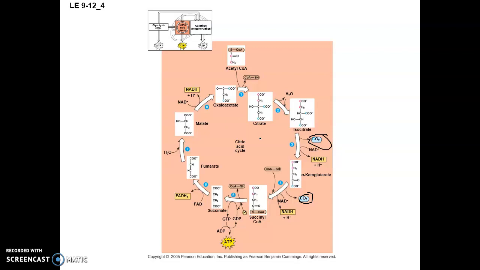We got 2 in glycolysis, 2 in the bridge, and then 4 in the Krebs cycle. I'm losing track of my numbers. And then all of the electrons in glucose are now in NADH or FADH2. Okay? I'm going to look at the numbers later, but for now, that's fine.